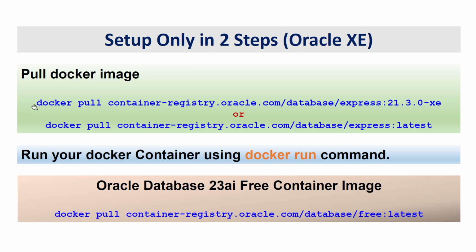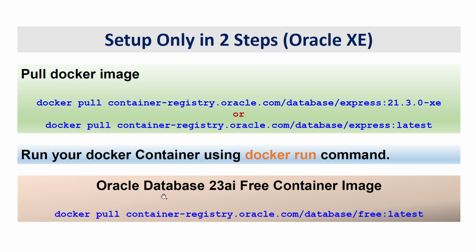To pull the Docker image, you will use the Docker pull command and you will give the official Docker registry container of Oracle and you will say express:21.3.0-xe. If you don't want to specify the version, you can say express:latest, which will pull the latest database XE Express edition.